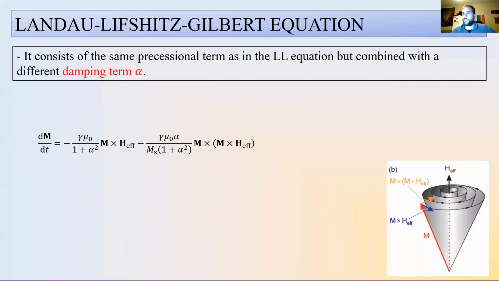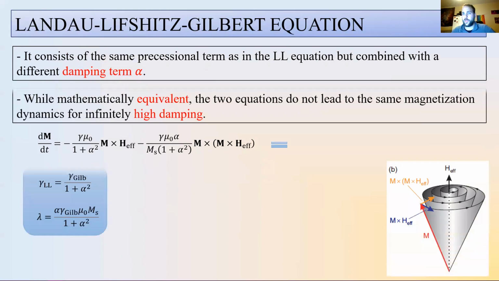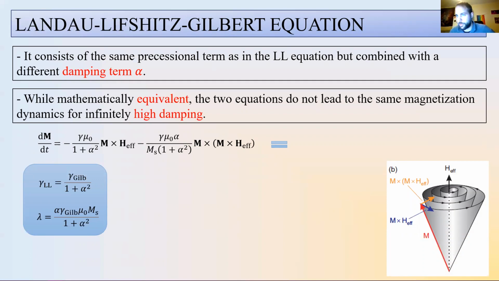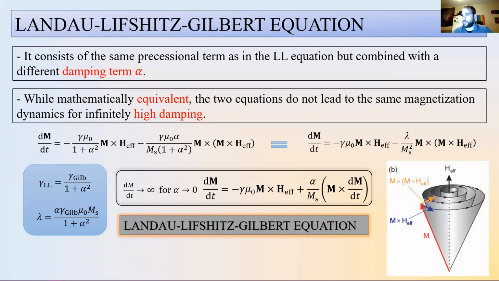So the Landau-Lifshitz-Gilbert equation consists of the same precessional term as in the Landau-Lifshitz equation, but combined with a different damping term, alpha. While mathematically they are equivalent, the two equations do not lead to the same magnetization dynamics for infinitely high damping. So this is our Landau-Lifshitz-Gilbert equation, and we have solved the second inconsistency that occurred when our dissipation term had been introduced. As the alpha term goes to zero, the time derivative of the magnetization vector goes to infinity, and it is also solvable in high damping conditions.